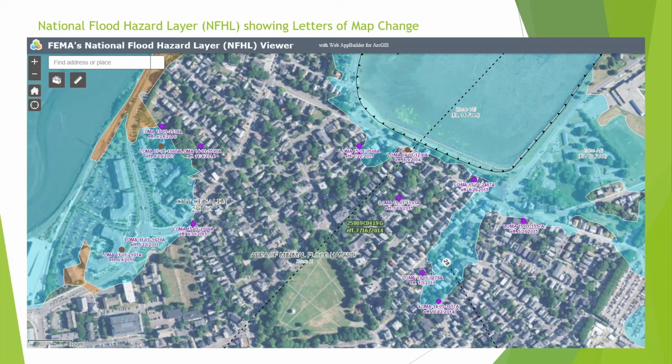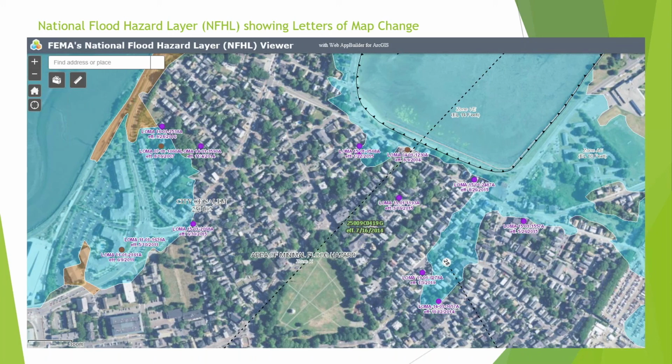On this map, I chose to show you because all those little purple and red dots are where there are letters of map amendment. I don't really see any letters of map revision here, but LOMA stands for Letter of Map Amendment. If the dots are purple, then that means there's an active or effective letter of map amendment available for that site. If the dots are red, that means that there was a letter of map amendment at one time, but when the maps were updated, those letters were not revalidated.